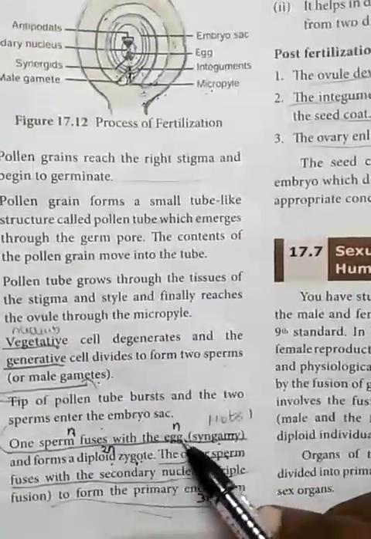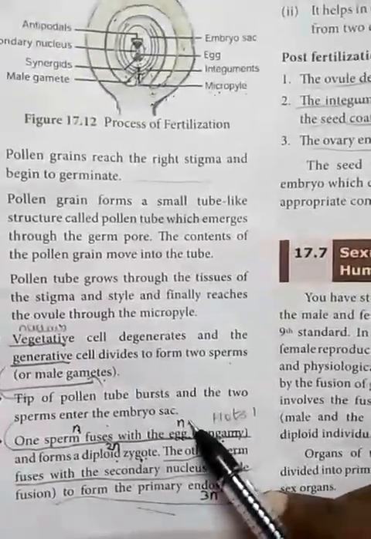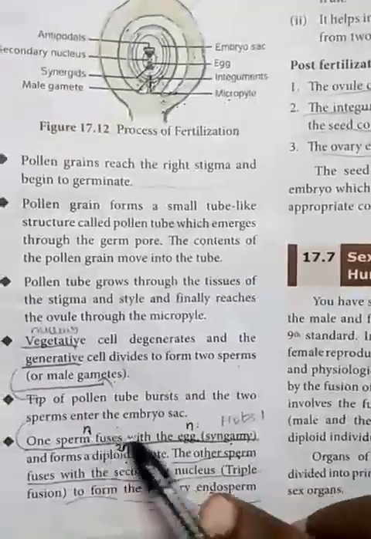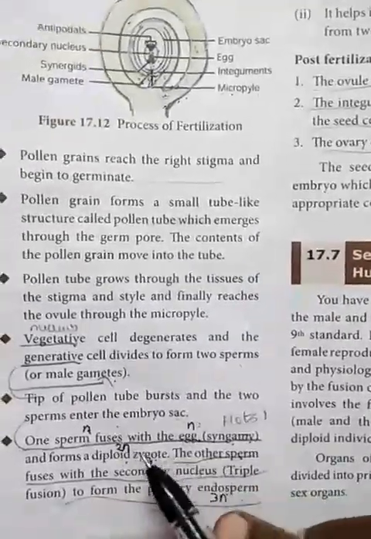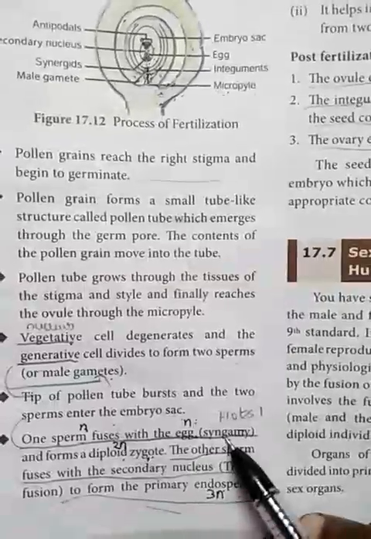Egg is the female gamete and it is also haploid and it is represented by n. So two haploid cells are fusing. This process is called syngamy.